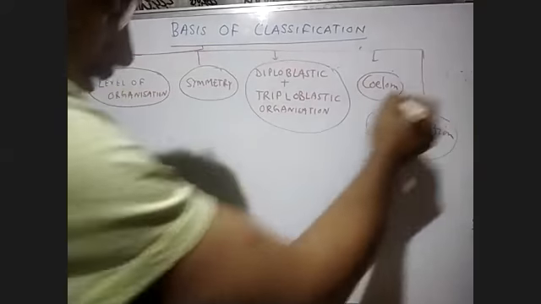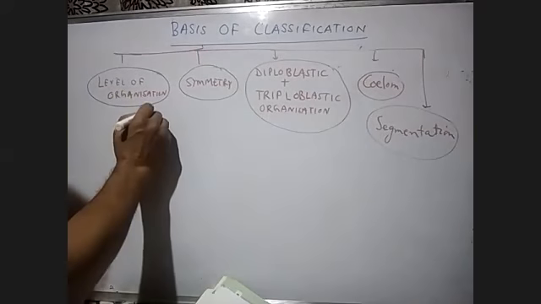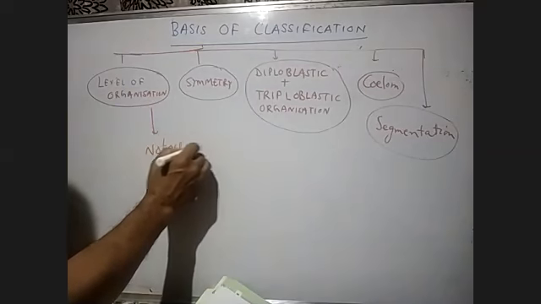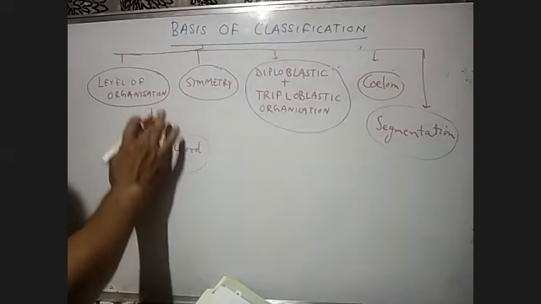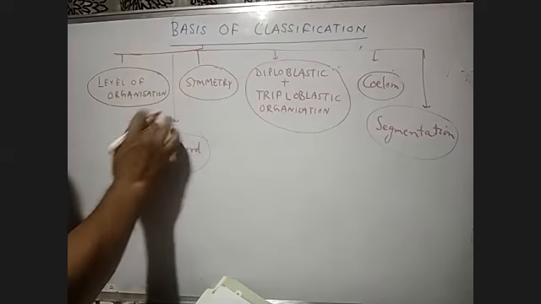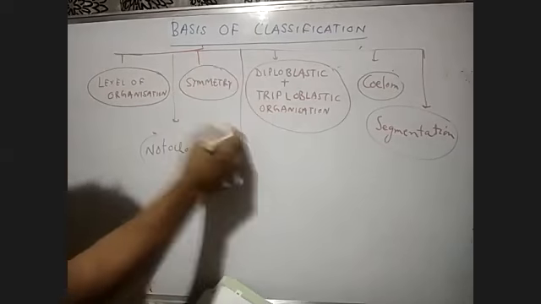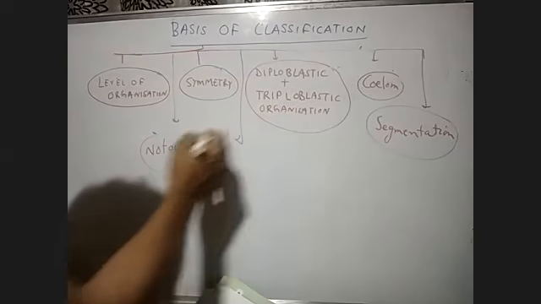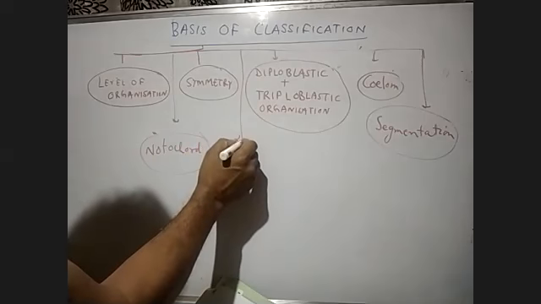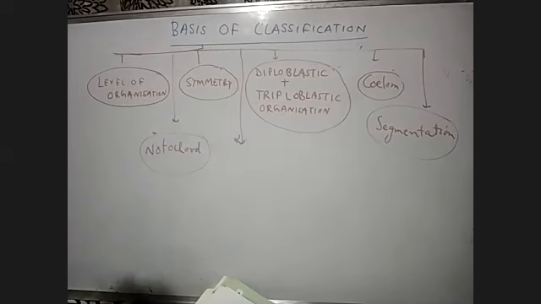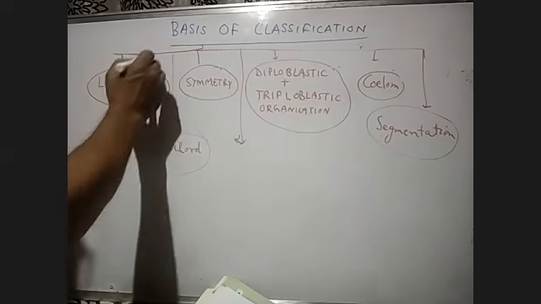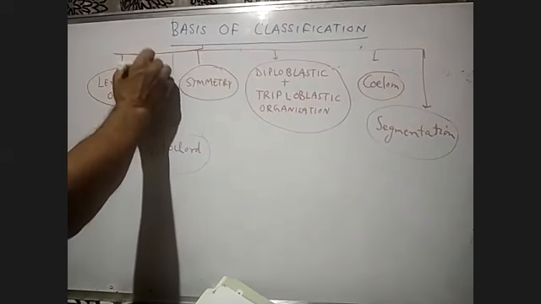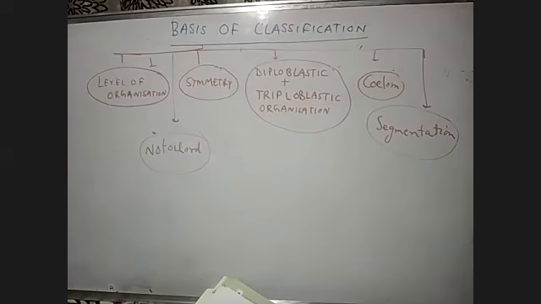Then we have another organization feature, which is the presence of the notochord. We take only these six characters. We confine ourselves to only six characters, because the other characters you will have to do if you go to higher classes in BSc and MSc.